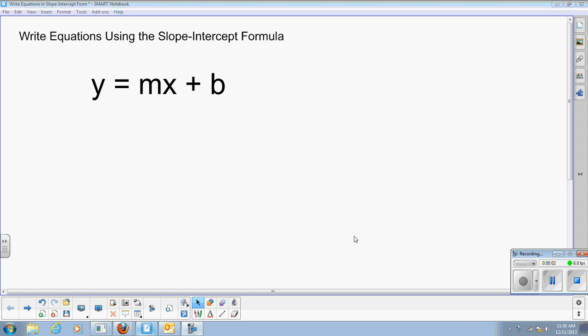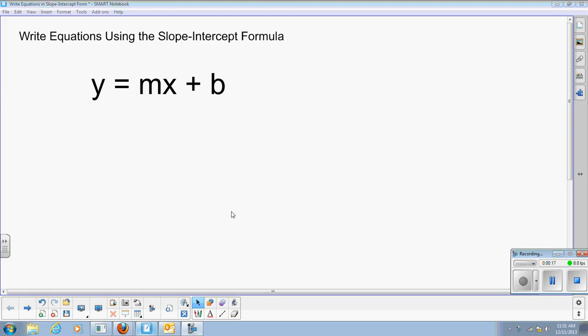Welcome to the slope-intercept formula. This is a formula you're going to see a lot from now through high school. It's a formula used quite a bit out of school. So we're going to introduce it to you here today and we'll start our work with it.